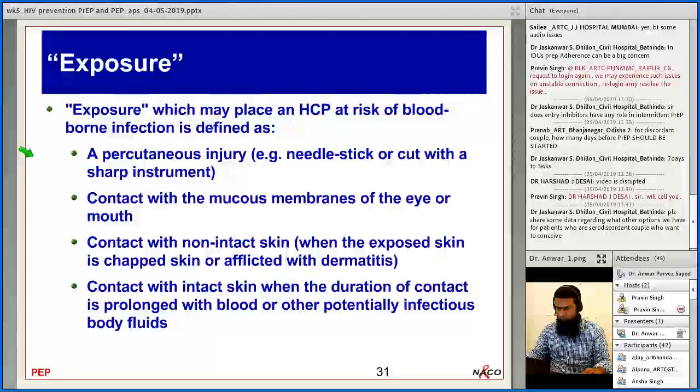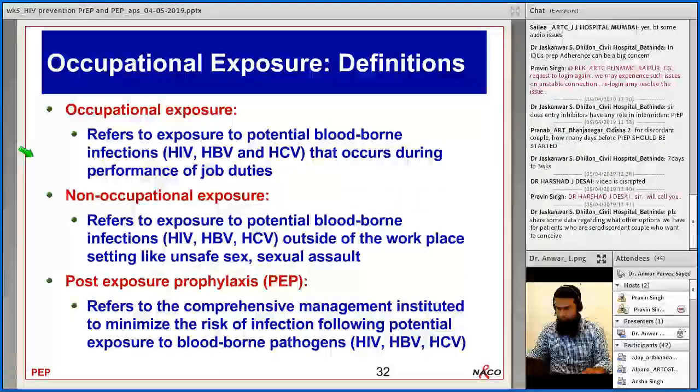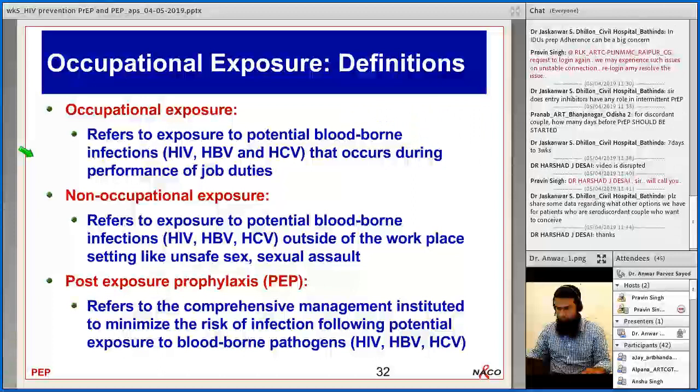Okay, so post-exposure prophylaxis. In exposure, we consider how the exposure has happened: a percutaneous injury like a needle stick injury, contact with mucous membrane, contact with non-intact skin, that is skin which has some kind of injury, and contact with intact skin. So these are all the occupational exposures. First of all, in our program we give PEP, or post-exposure prophylaxis, only for occupational exposure and for those who are rape victims. In our guidelines, for rape victims also, it is a part of the package in which they are offered post-exposure prophylaxis.